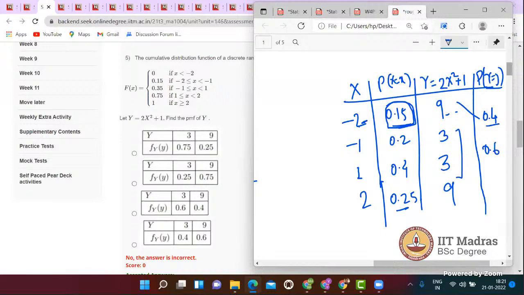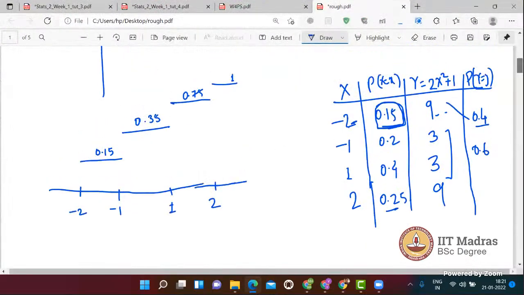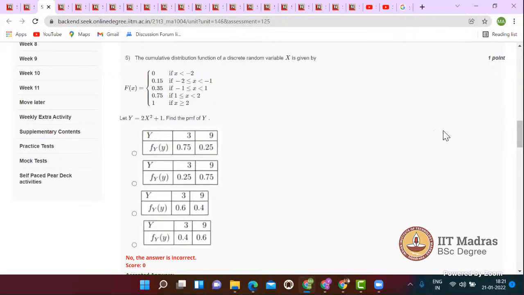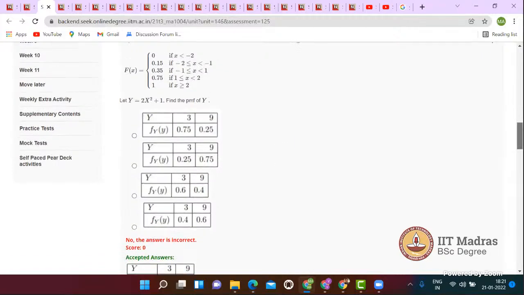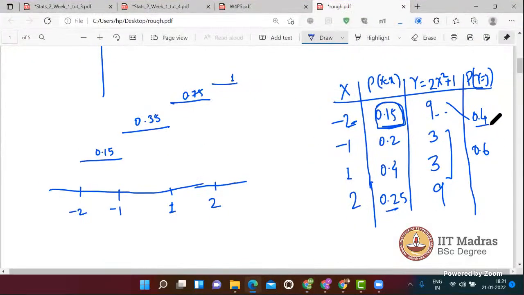So this P of x equals to x is PMF. Is this PMF? Yes, the probability which you have calculated now by subtracting. This one. Yes, sir.